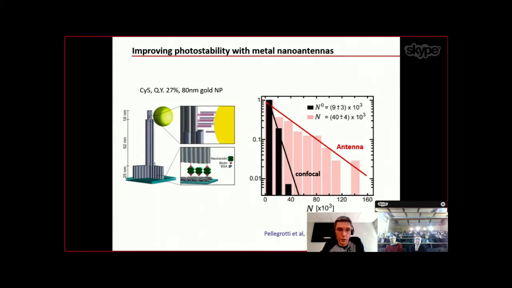Okay. On the other hand, you will also increase locally the excitation rate. So you will also send more photon flux to your molecule. But this is very interesting, and it was shown by the group of Philip Tinnefeld. If you take a Cy5 molecule coupled to a single nanoparticle, you can increase the total photon budget by a factor of 4. Okay. So taking advantage of the enhancement and improving the photostability of the dye will give you a total net photon number that is much higher.